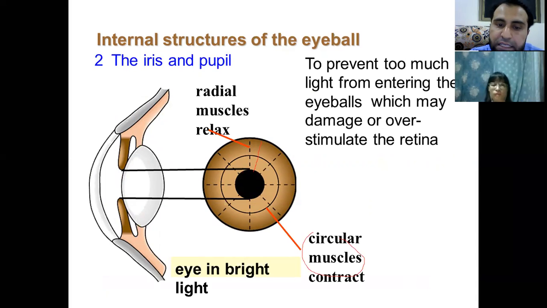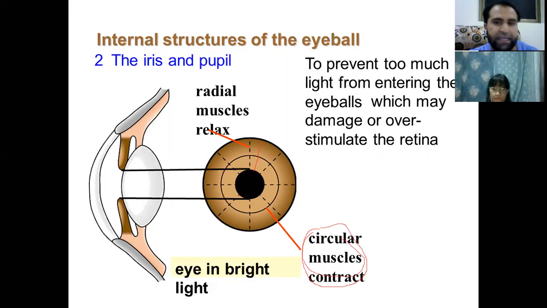In this image, this person is in light, because his pupil is small. The pupil becomes small when the circular muscle contracts while the radial muscle relaxes. Both muscles are antagonistic, meaning they work opposite to each other: one is contracting, the other is relaxing. Now, if a person enters a dark room, the pupil should be wide, so the circular muscle should be relaxed while the radial muscle should be contracted.